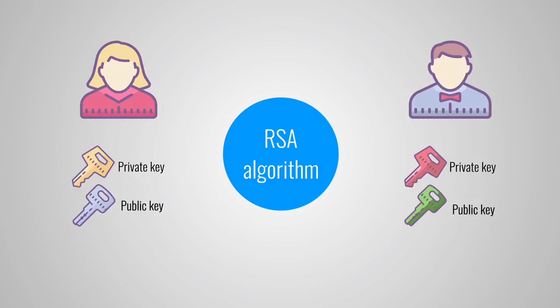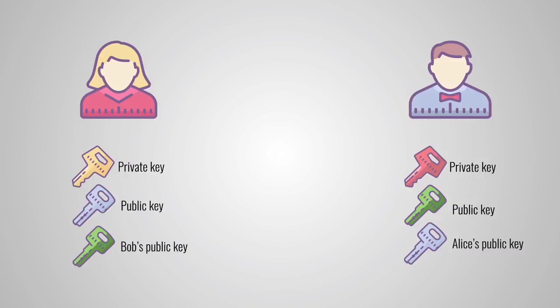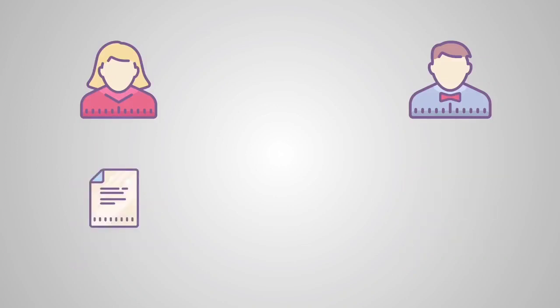Let's now take a look at how Alice and Bob can use asymmetric encryption to communicate securely with each other. They start by exchanging their public keys. Bob gives his public key to Alice, and Alice gives her public key to Bob. Now Alice can send her sensitive document again.